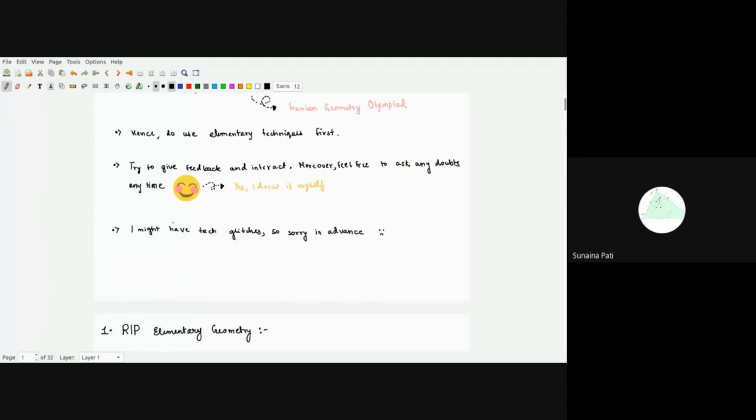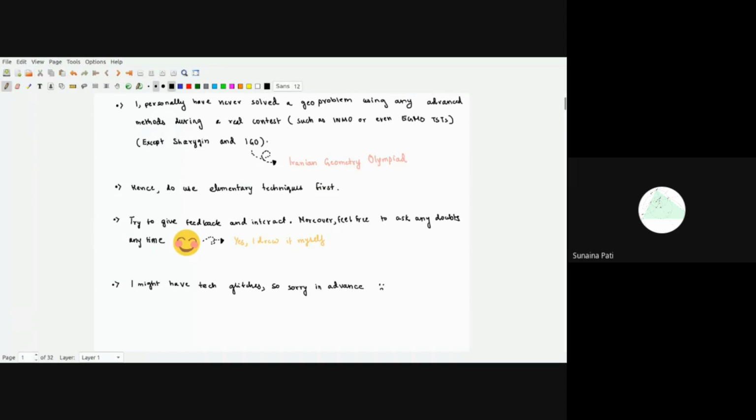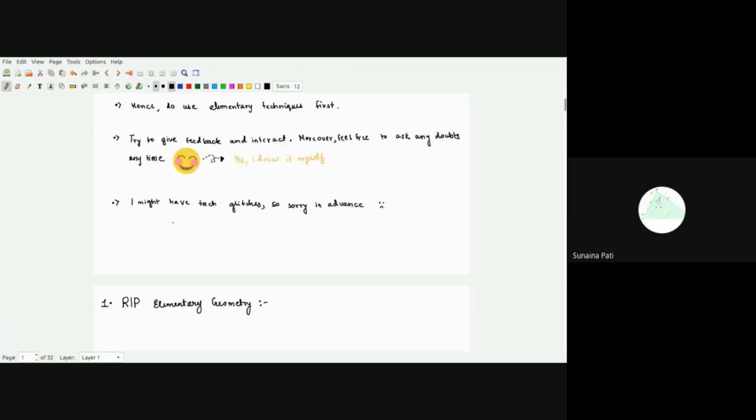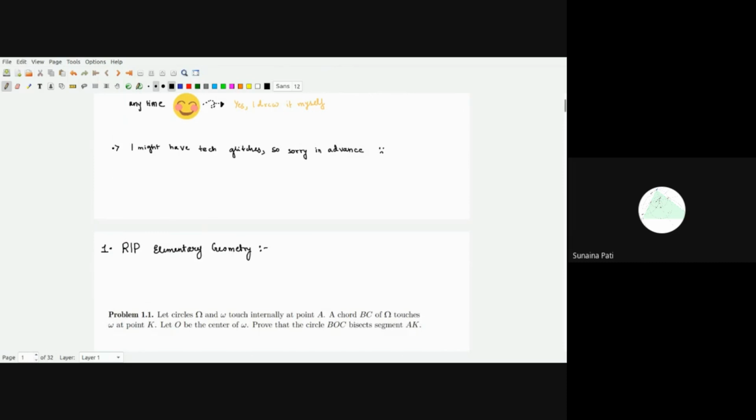With that, we'll start with an elementary geo problem, so that we pay tribute to elementary geometry and the elementary geometry lovers don't feel any hatred. Here's the first problem, which you have to try. It does not use any projective geometry; it's just a normal geo problem using elementary techniques.